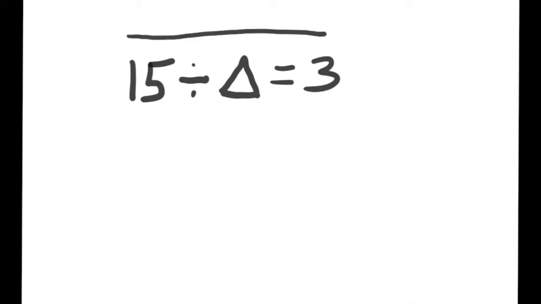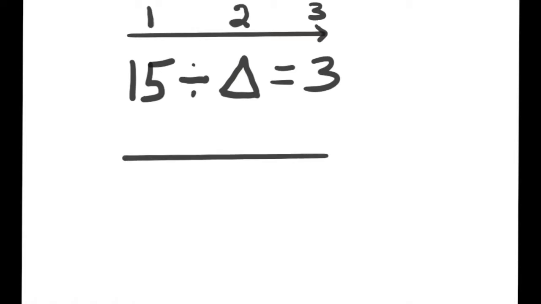We're going to learn how to use the inverse. So here's our first problem. We have 15 divided by some unknown quantity, which will be represented by a triangle, equals 3. So usually math goes from left to right, but to do the inverse, what we will do is we will reverse the order and change the sign. So now we have 3 times triangle equals 15.